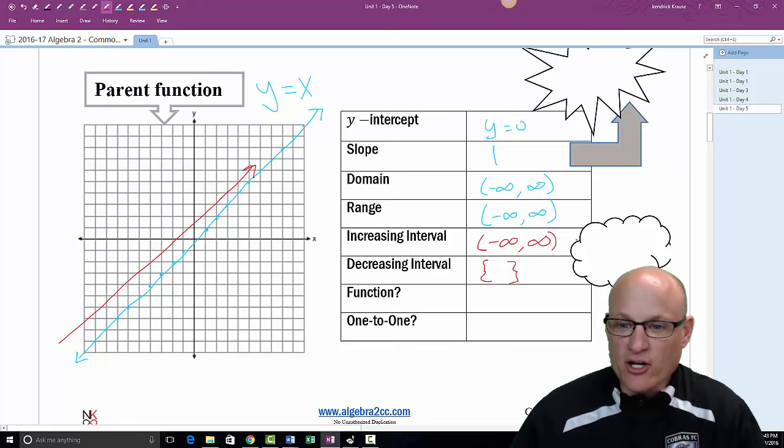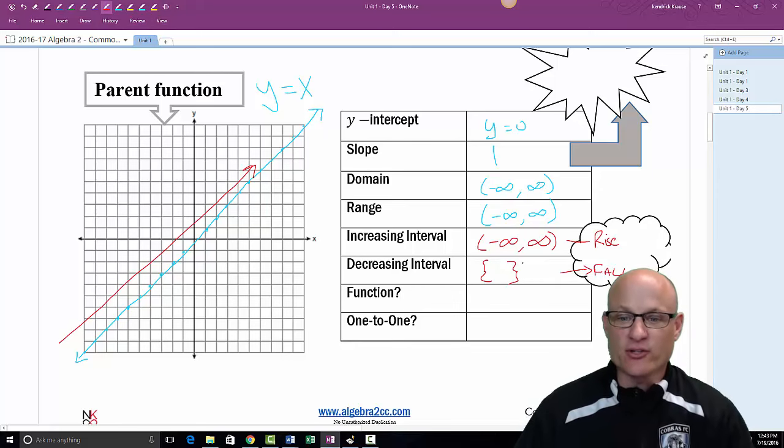So if you're talking about increasing, we're talking about a rise. And if we're talking about this, we're talking about a fall. Rising or falling, increasing or decreasing.